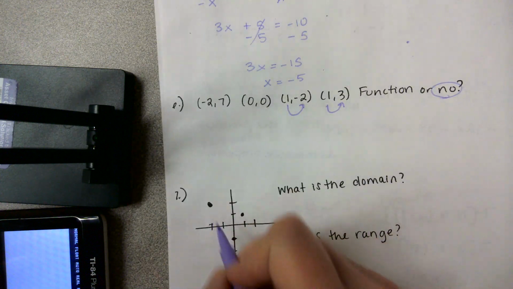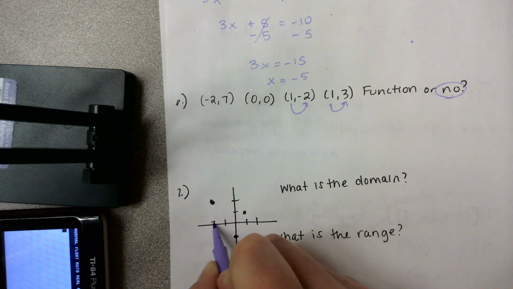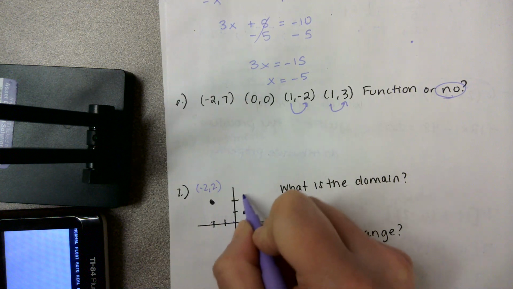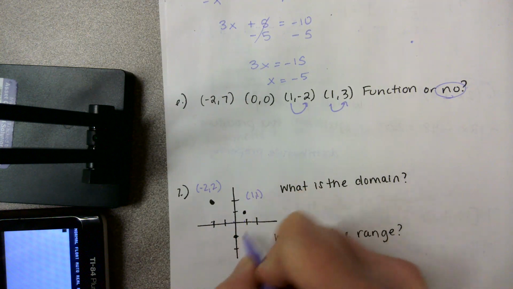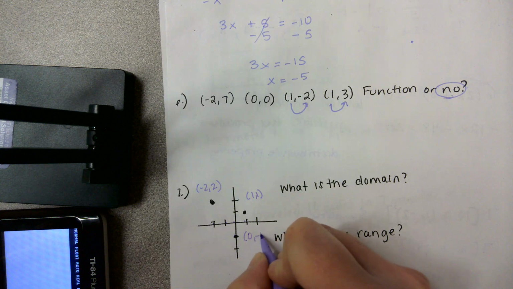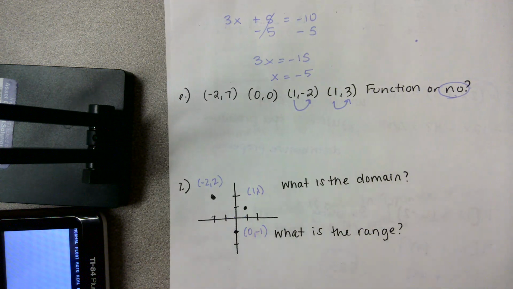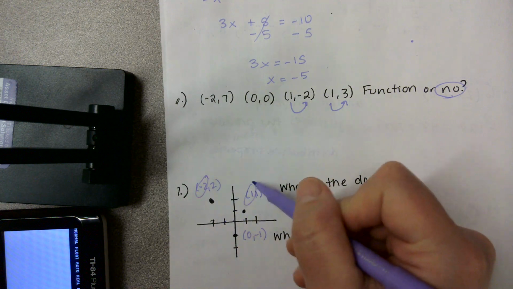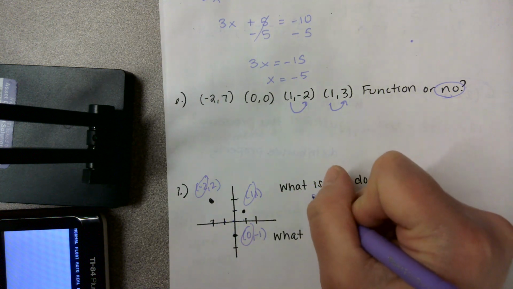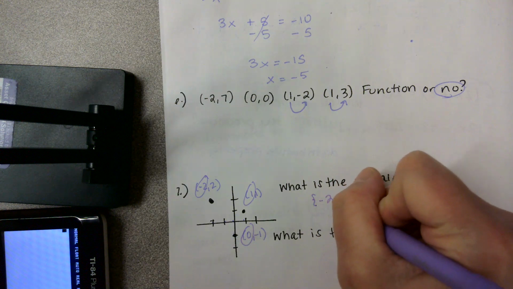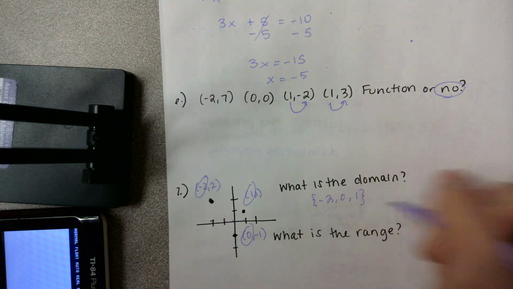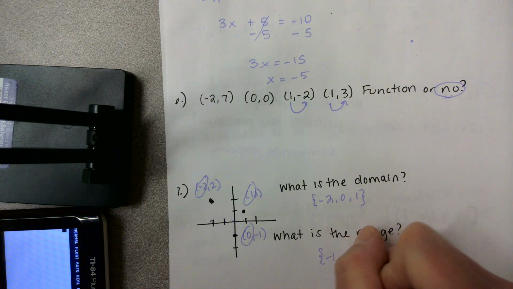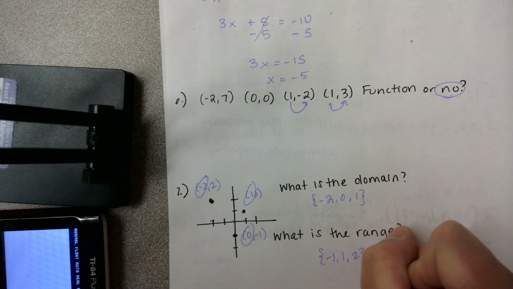Here it asks what's the domain. So what I would do is I would say, okay, this is negative 2, positive 2. This is positive 1, 1. This is 0, negative 1. So what's the domain? Negative 2, 0, and 1. What is the range? Negative 1, 1, and 2.